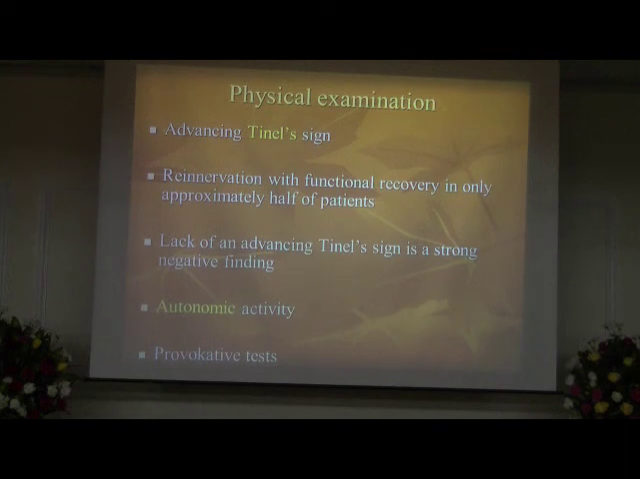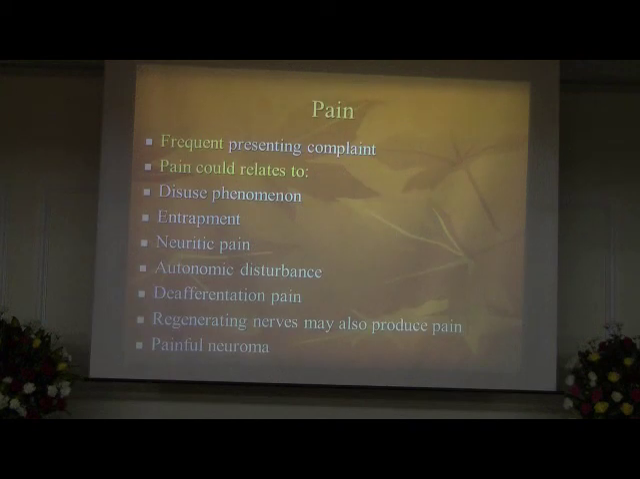And autonomic activity, as I said, the example I gave you, provocative reflexes, tests you can use, for example, Phalen's test or pronation test or Allen test, to help you localize the anatomical location of injury. Pain is very frequent after nerve injury. It could be from several reasons: disuse, entrapment, neuropathic pain, autonomic deafferentation, or sometimes a painful neuroma.